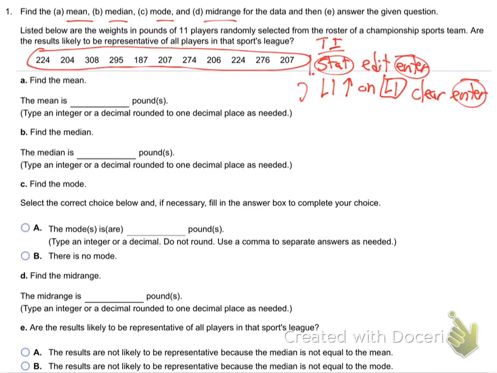So step 1, stat. Step 2, get on L1 and hit clear. That'll clear the whole L1 list. If there was any old information in that list, it'll clear out now. Step 3, put that data down L1. So just put those numbers in, 224, 204. Just keep hitting the down arrow every time you put a new number in. I'm doing it right now as well.